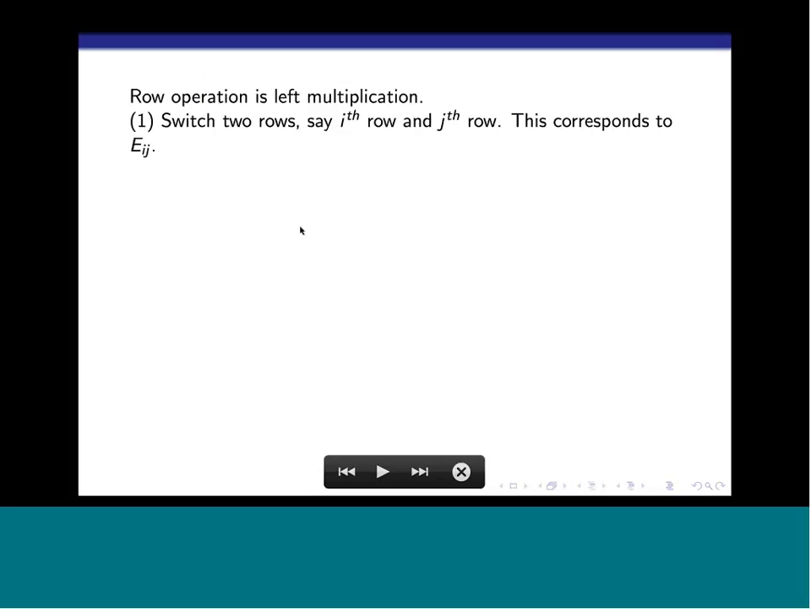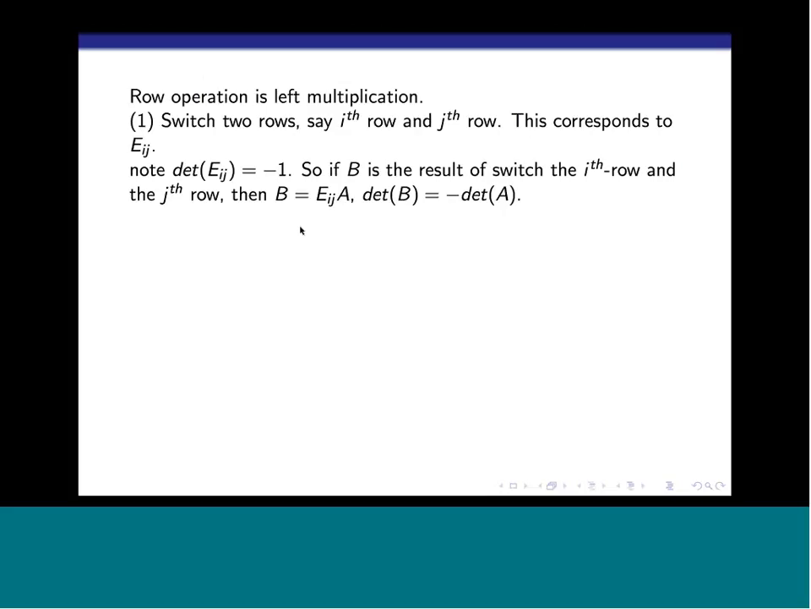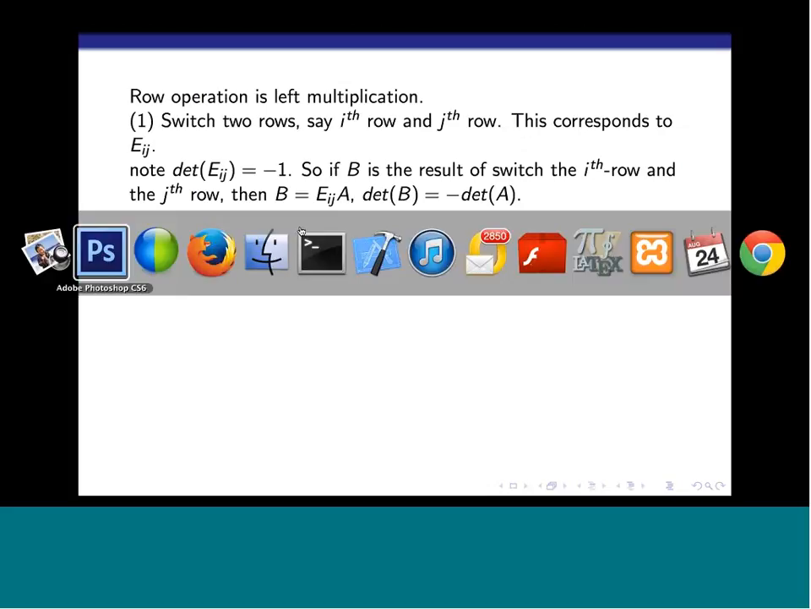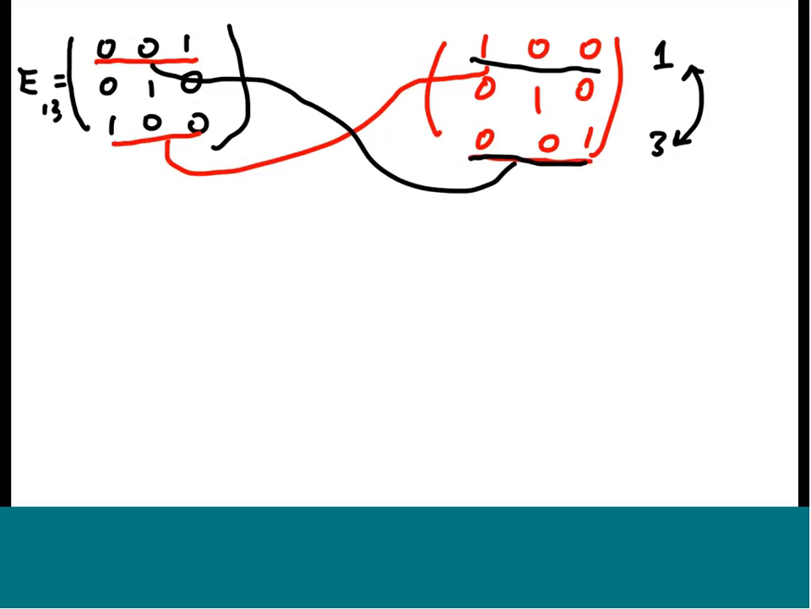E_ij and E_ji are the same thing. Yes, exactly, good observation. The determinant of E_ij is -1. That's easy to see. For example, for that one you can easily see the determinant is -1.